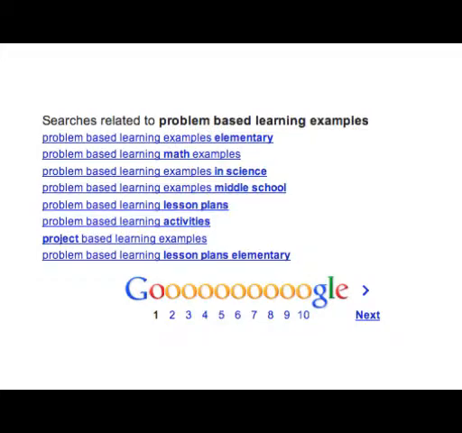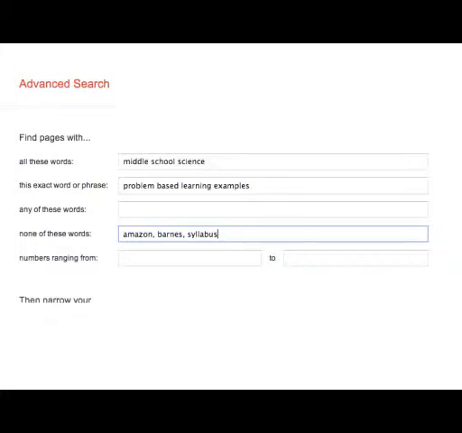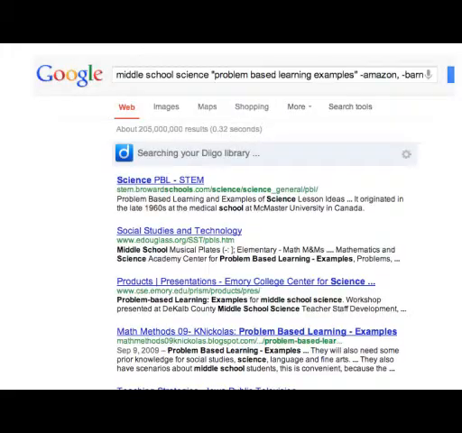So if I want to keep them all together, I should move that to the second line and then narrow it. Middle school science. That's starting to narrow. It's probably not going to be great. But I also take out none of these words. I don't want to buy a book, so I took out Amazon and Barnes, and I don't want a syllabus from a college, so I put in syllabus. I use that trick a lot. Getting better, getting better. No, we're not getting better.